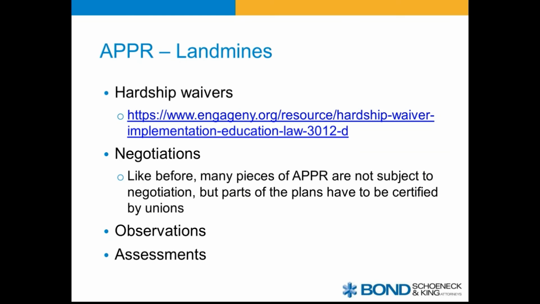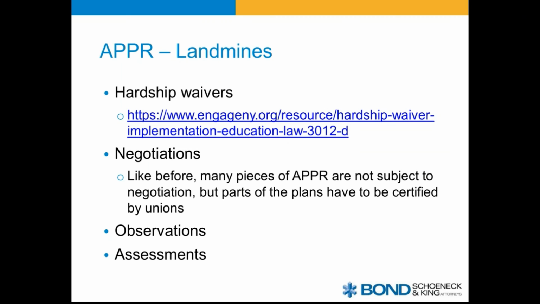Many pieces of the APPR, as we know, are not subject to negotiation, but there is a provision of the law that says that the district and the bargaining representative must certify in the district's plan that the evaluation process shall use the standards for the scoring ranges provided by the Commissioner. So there are portions that would have to be certified by the union, and obviously you'd have to complete negotiations with the union over the negotiable items before submission of your plan.